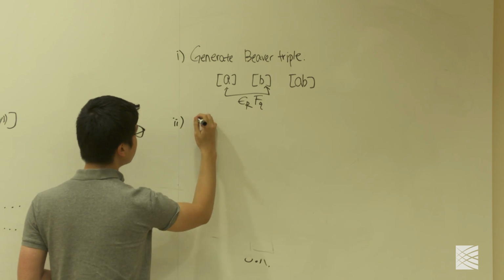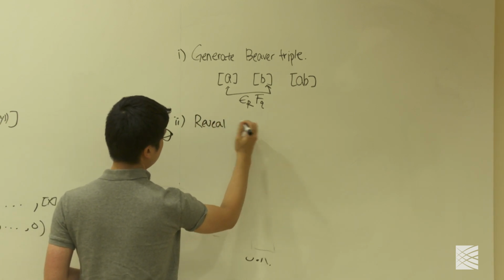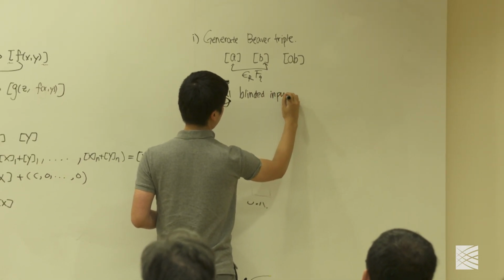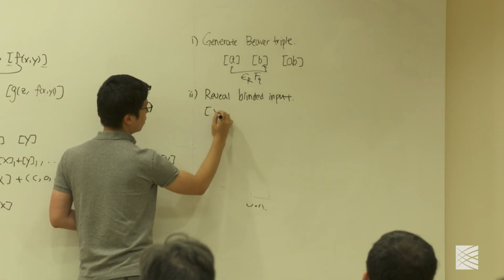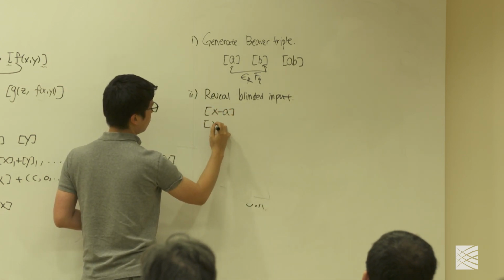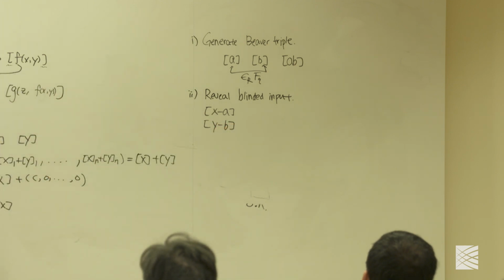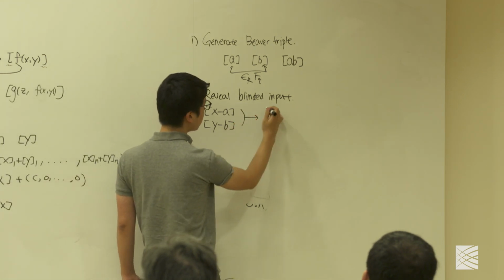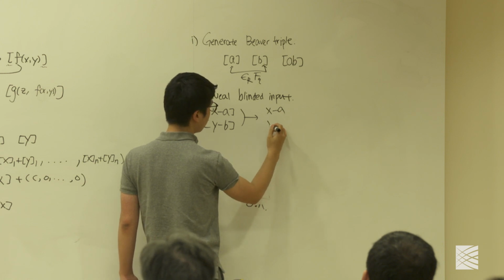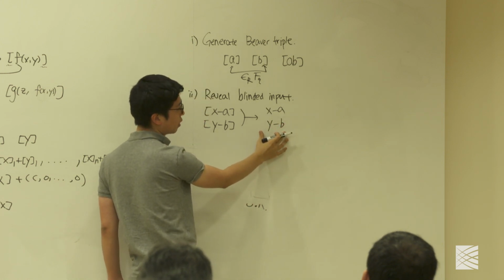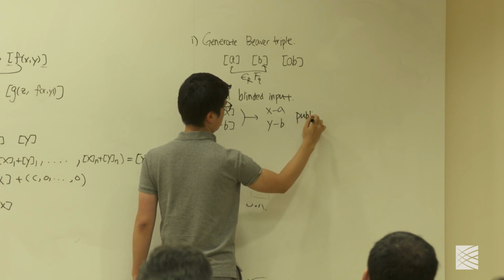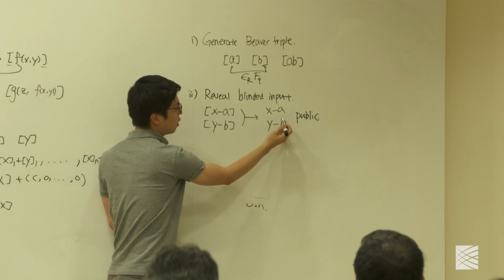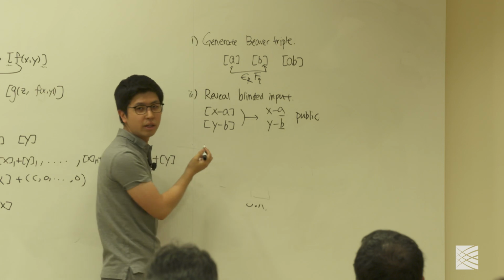And then what the parties can do is reveal blinded input. Let me explain what I mean by that. They're going to compute x minus a, y minus b, using the tools that I talked about here. And then they'll simply combine all these shares to reveal the values of x minus a and y minus b, and these will now be considered public numbers. And why is this okay to do? Well, these parties don't know the values of a and b, and they're random numbers, so they completely hide information about x and y.